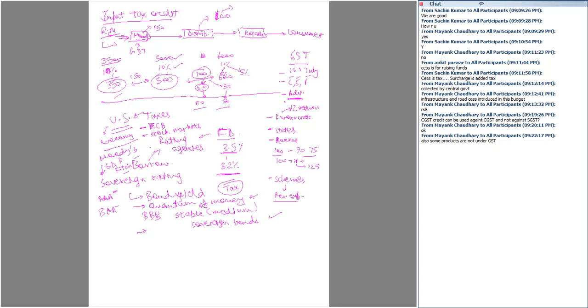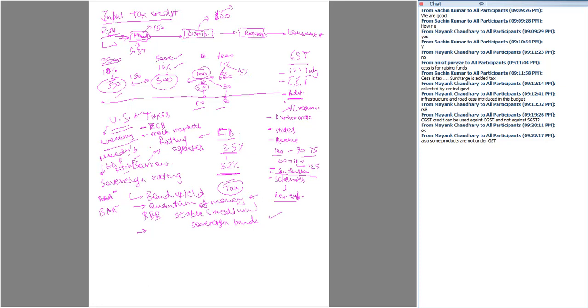Okay, so GST, you can talk about advantages, disadvantages, and I think this is about it, and you can always write something in conclusion that GST is a thing that abhi starting mein hiccup ho raha hai.